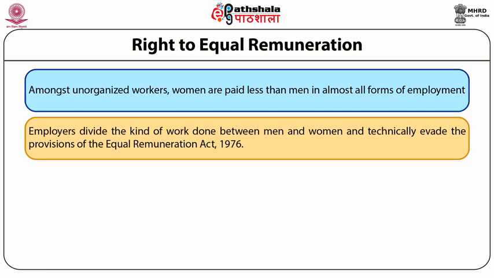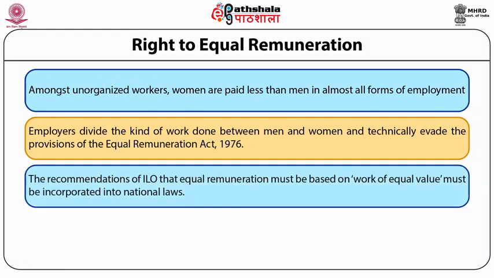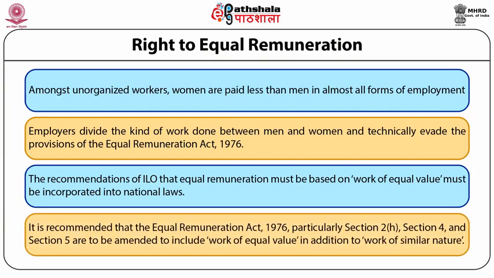of 1976. The recommendations of ILO that equal remuneration must be based on work of equal value must be incorporated into national laws. It is recommended that the Equal Remuneration Act of 1976, particularly Section 2, Clause H, and Section 4 and Section 5, are to be amended to include work of equal value in addition to work of similar nature.